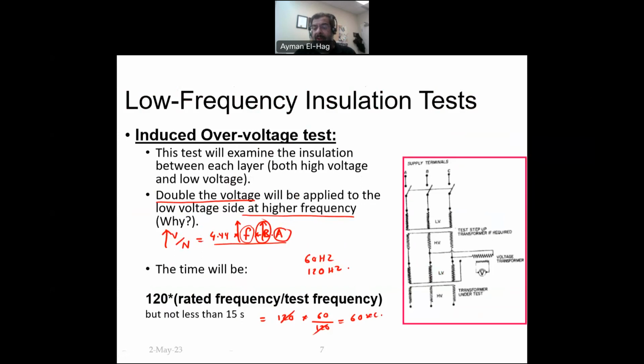Now I can double the frequency again, so the supply could be 240 hertz, and in this case the time will become equal to 120 times 60 divided by 240 hertz, and this will give me 30 seconds. And I can keep increasing the frequency to reduce the test time. However, the test time should not be less than 15 seconds. So again, this test is a pass-fail criteria. If there is no high current, if there is no failure in the transformer, it means that the transformer passed the test. Now, when the transformer passes these two tests, meaning that the insulation level for both the clearance and the turns is good enough, the transformer will be ready for shipment.